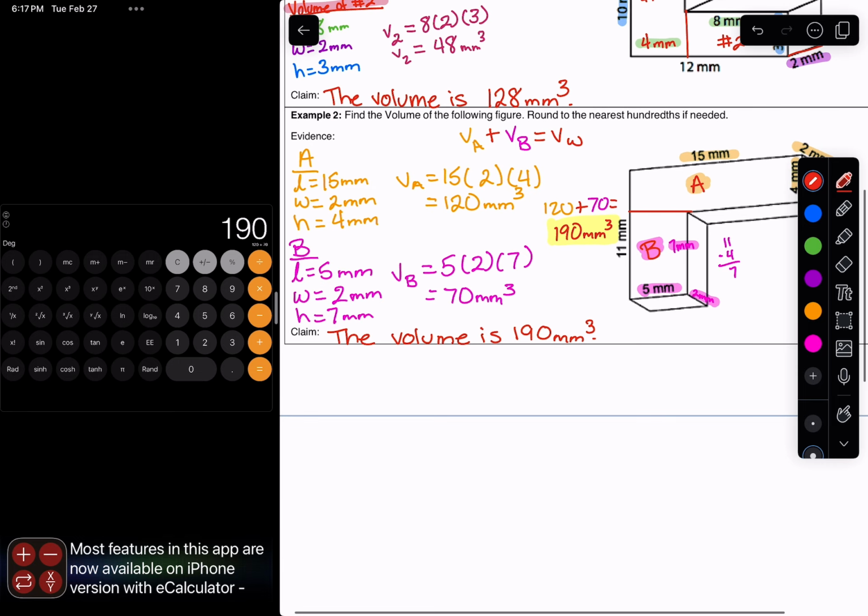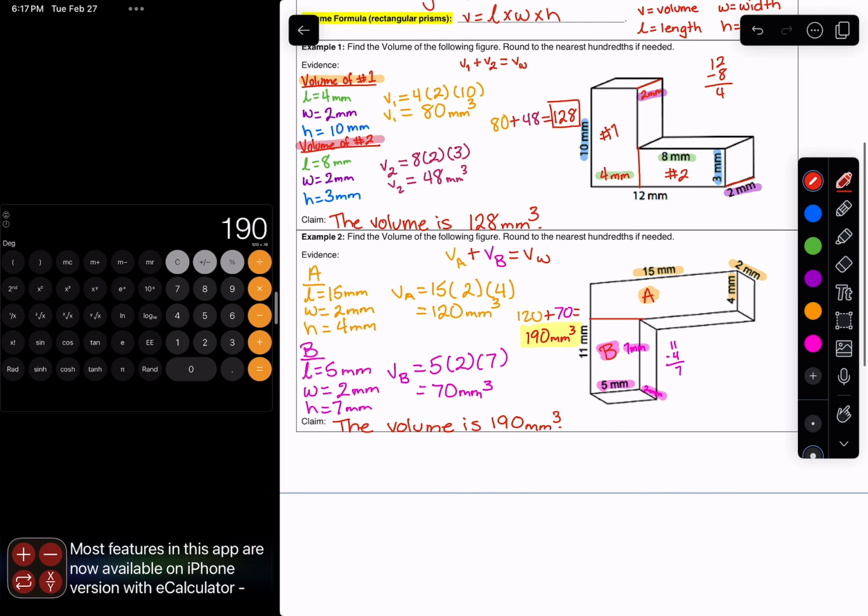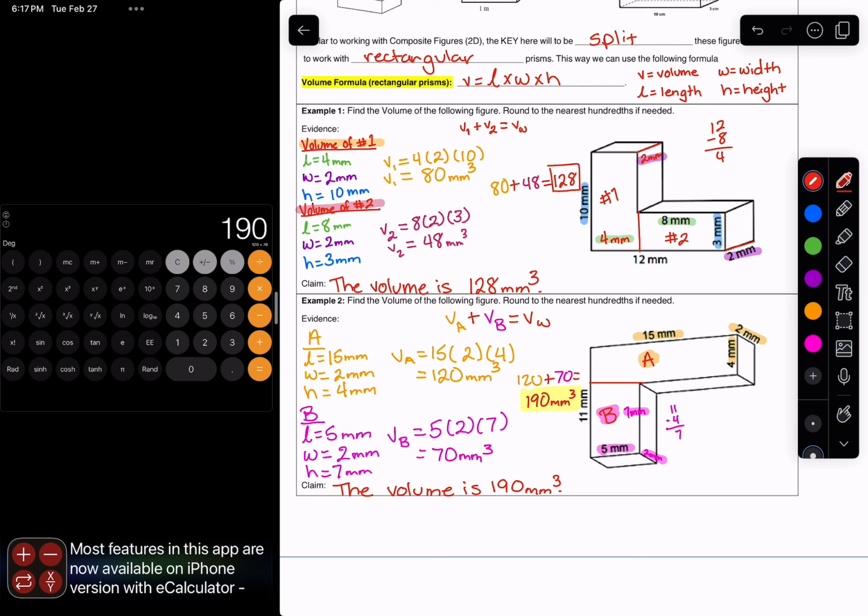So, that is the end of our notes. You just have to remember that even though it looks intense, you have to break down your irregular prisms into separate rectangular prisms, and then use the volume formula to find the volume of both separate prisms and add them together.